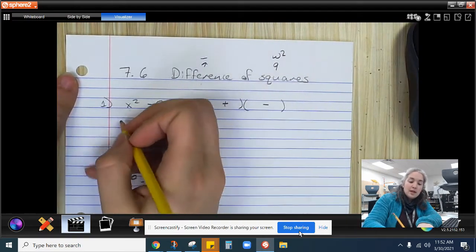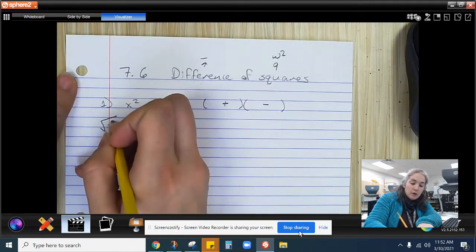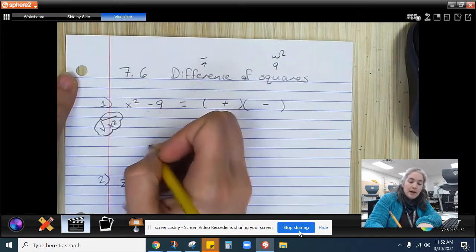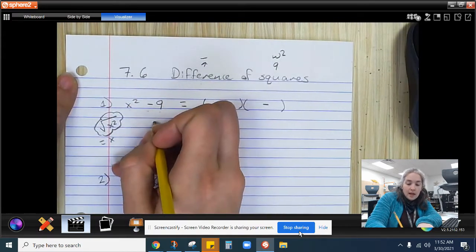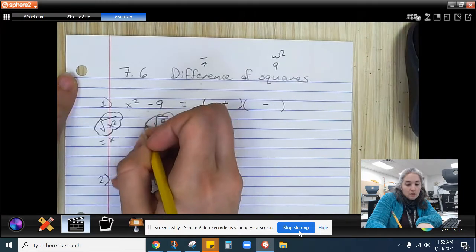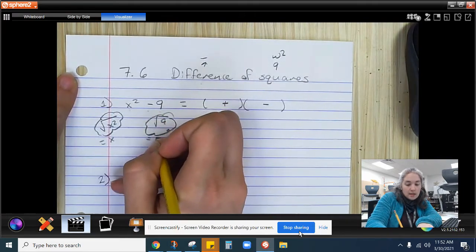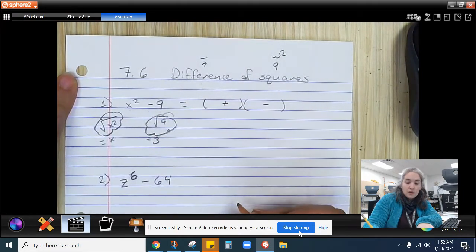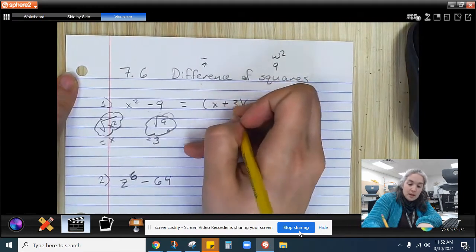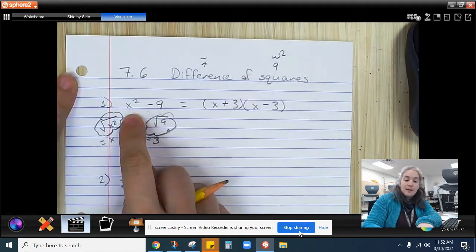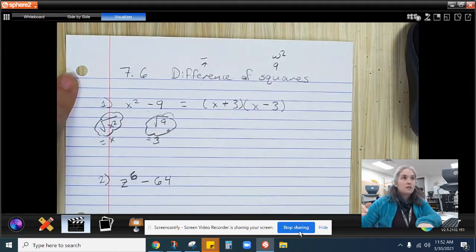And the special rule says, if we look at the square root of the first term, which would just be x in this case, and the square root of our second term, which is 3, since the square root of 9 is 3, then x plus 3 and x minus 3 gets me x squared minus 9. That's the rule. So let's make sure it actually worked, right?